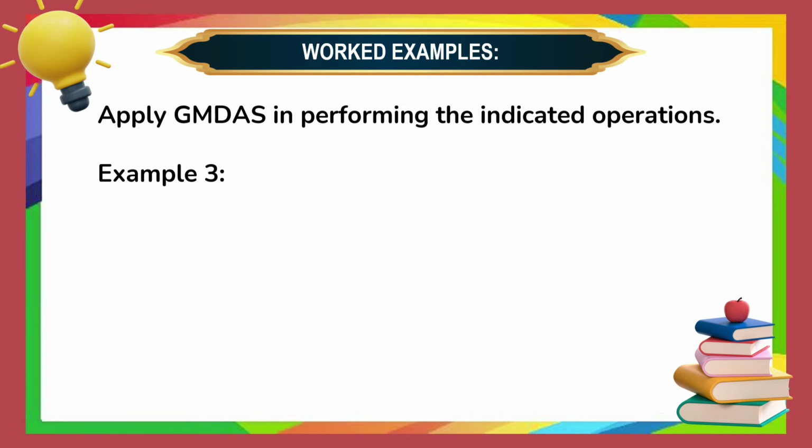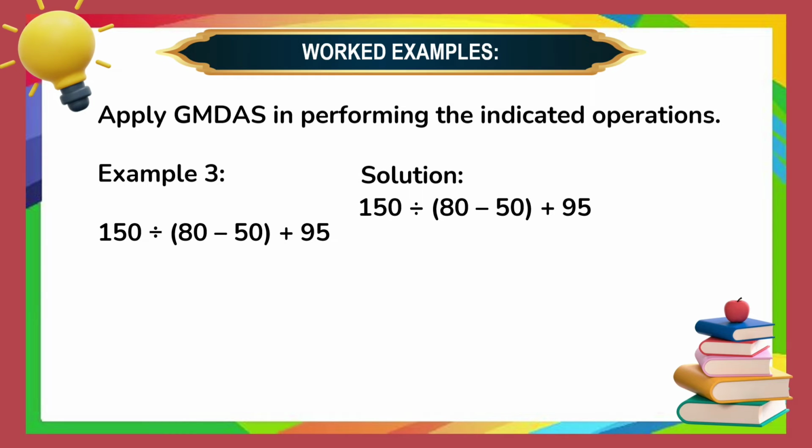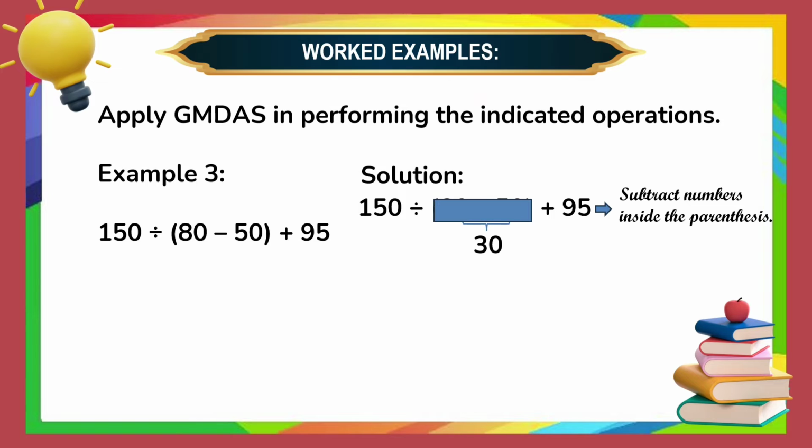Okay, for example number 3, 150 divided by open parenthesis, 80 minus 50, close parenthesis, plus 95. The solution. Since we have parentheses, we will do the operation inside the parentheses first. So, ibig sabihin, we need to subtract 80 minus 50. The answer is 30. And then bring down the rest of the digits. So, 150 divided by 30 plus 95.